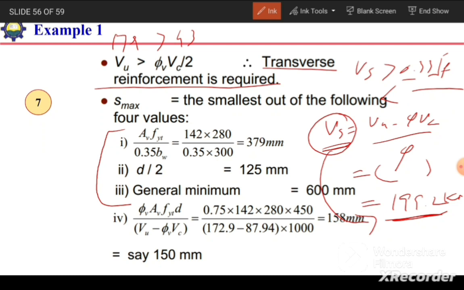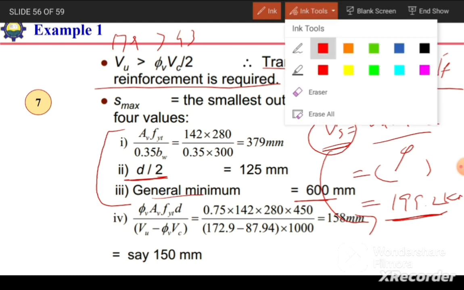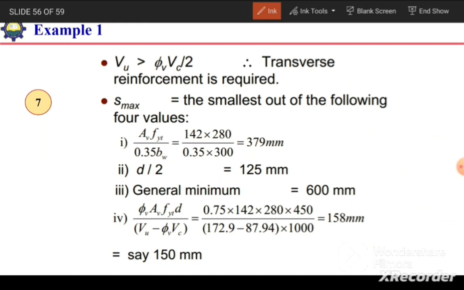it means the requirement for the maximum spacing of the stirrup will be considered like this. It will be d by 2 instead of d by 4 as we have considered in the previous case, and the general minimum will be 600 millimeter as Vs is less than 0.33 square root Fc prime BW. Anyways, so now we need to first calculate the S required. So S required can be calculated by substituting the values in this equation. So it comes out to be 152, and we can round down this value to 150.